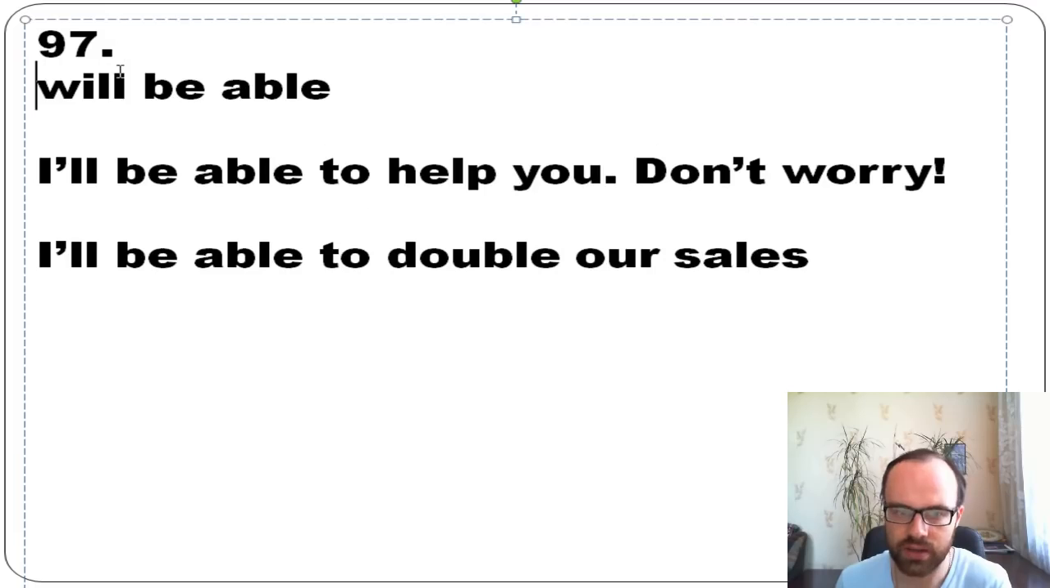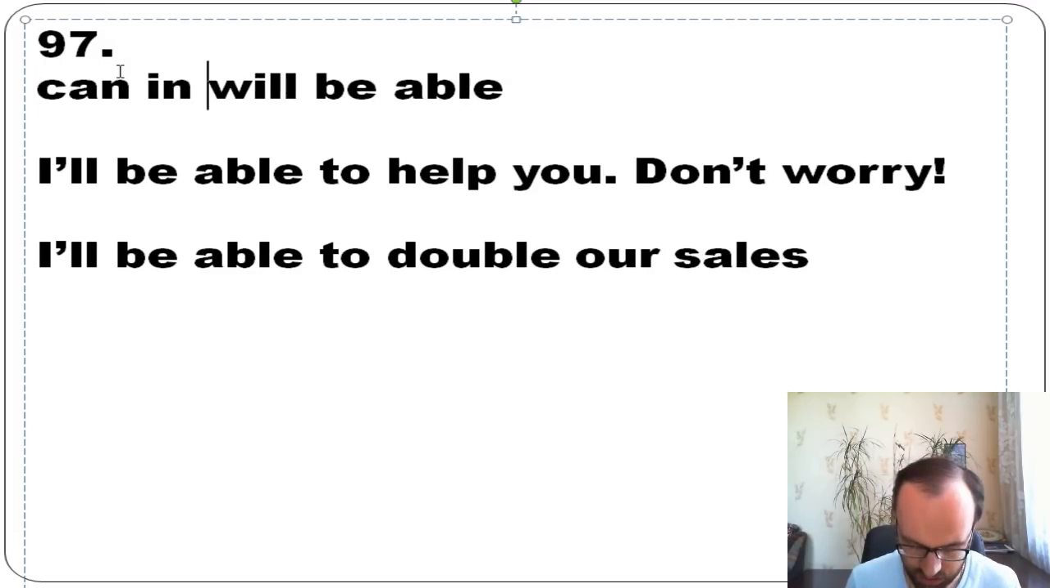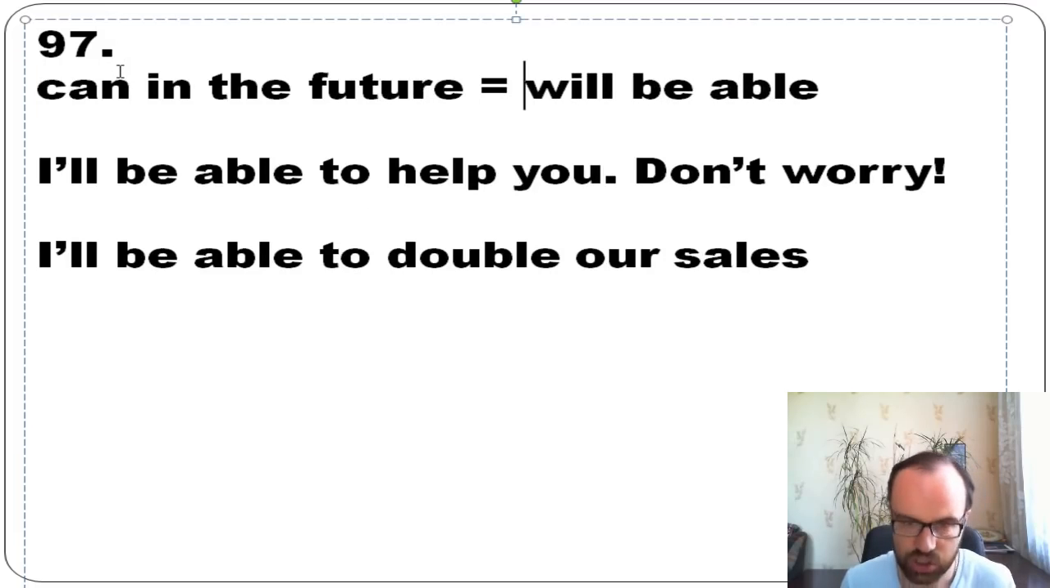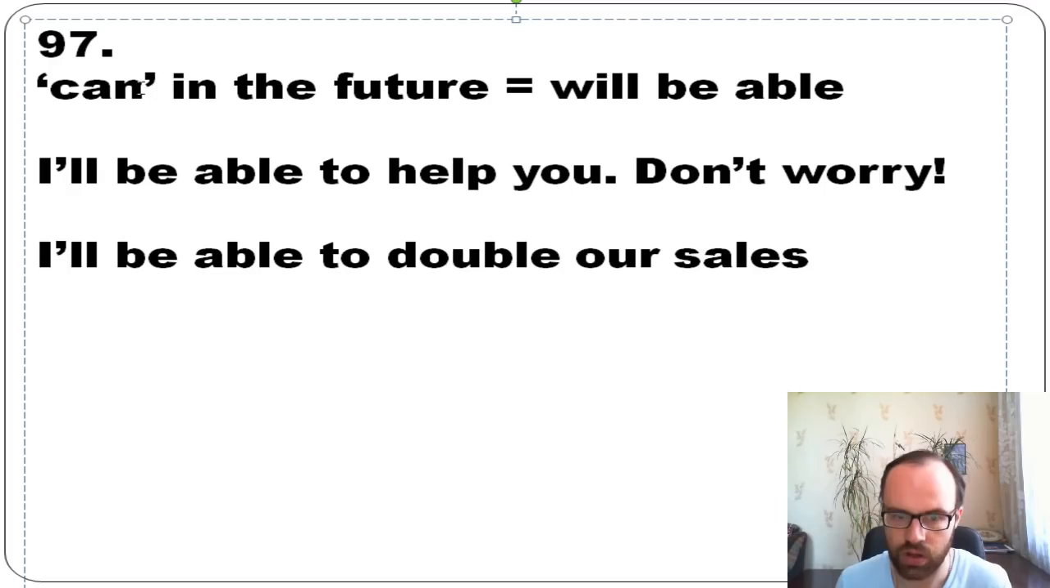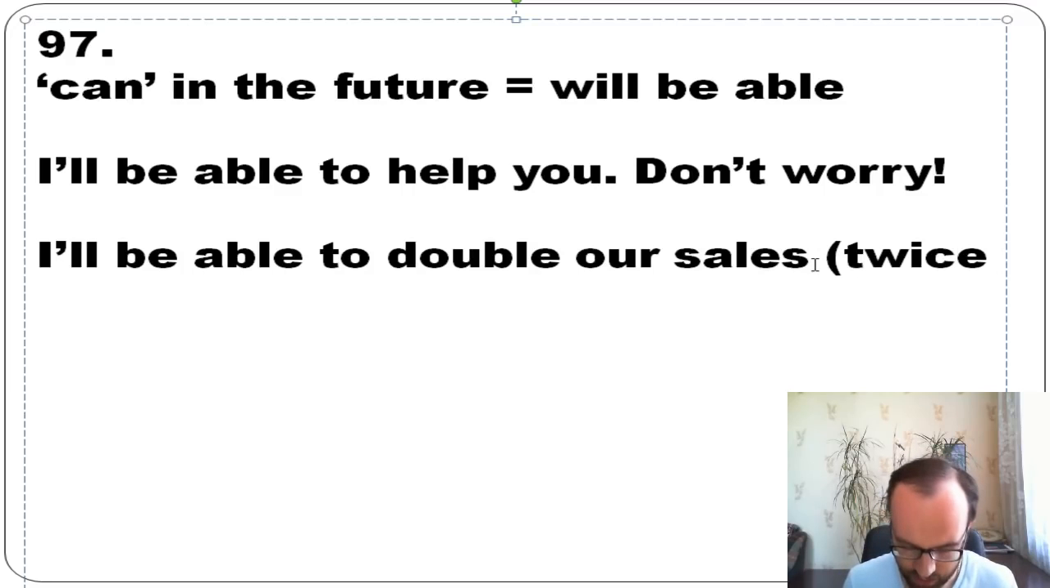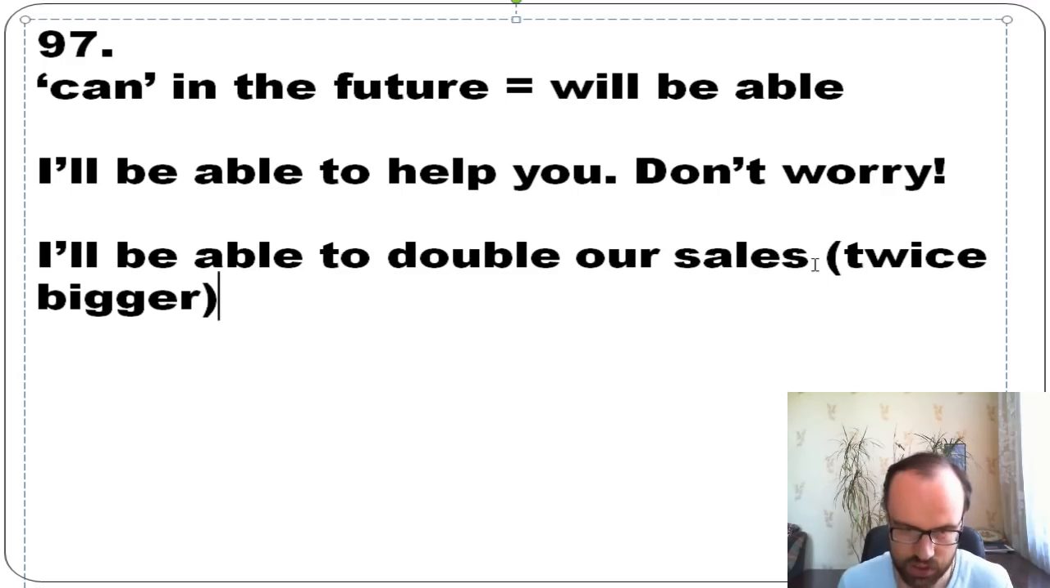But can in the future, it will be able. Look, I'll be able to help you. Don't worry. Will be able, or we can use a short form: I'll be able to double our sales. To double, so they'll be twice bigger, 2 times bigger.